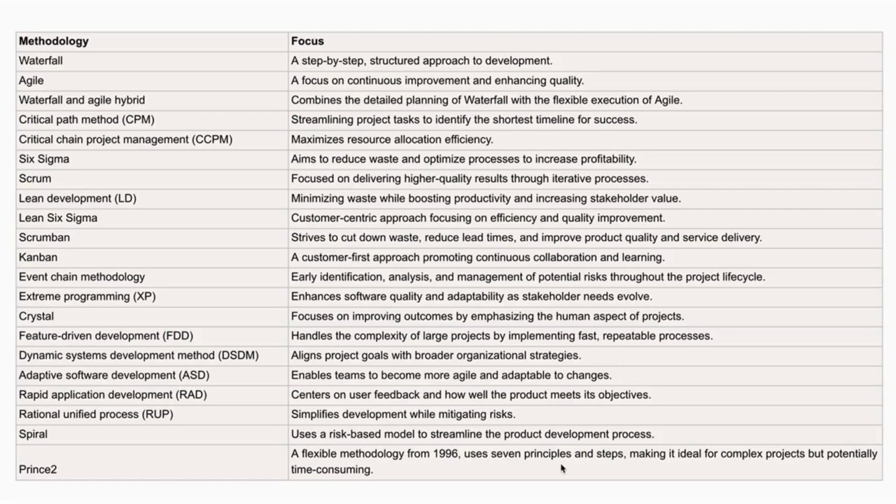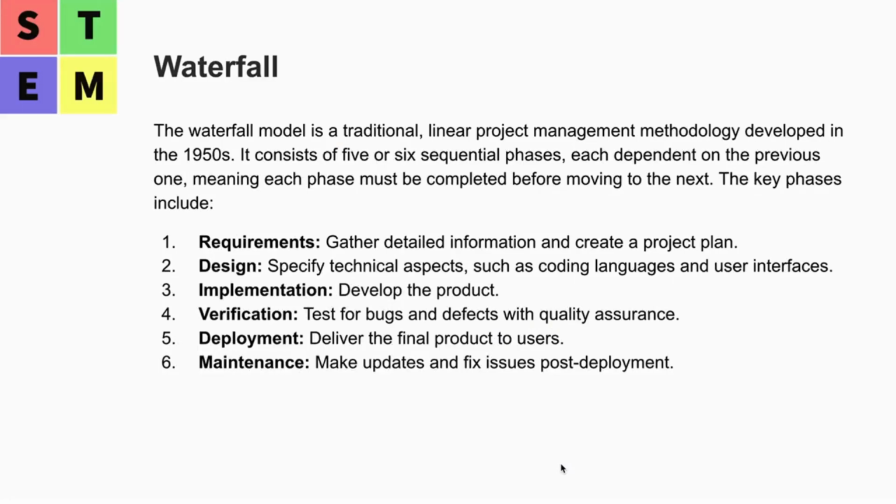All right, so now let's take a look at each one individually. First we have the waterfall here. The waterfall is a traditional linear project management methodology. It's a very old one, starting from the 1950s. It consists of 5 or 6 sequential phases. So because it's linear, here we got the key phases: the requirements, design, implementation, verification, deployment, and maintenance. So we got 6 stages here. It could be a bit more, or a bit less, but that's the fundamentals.